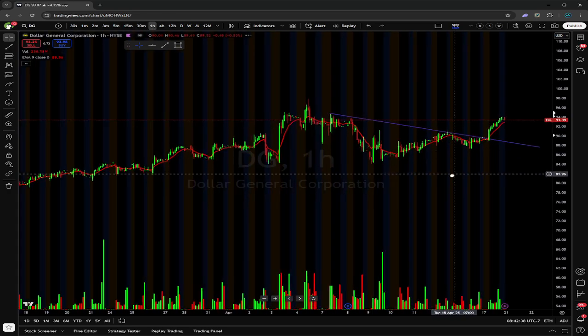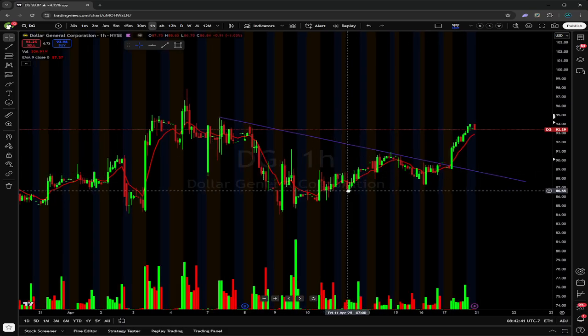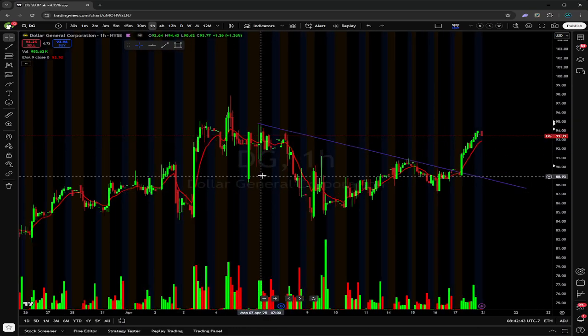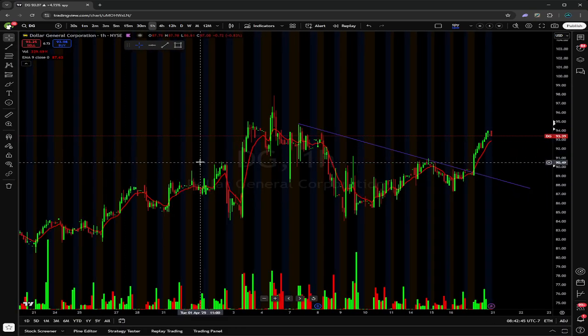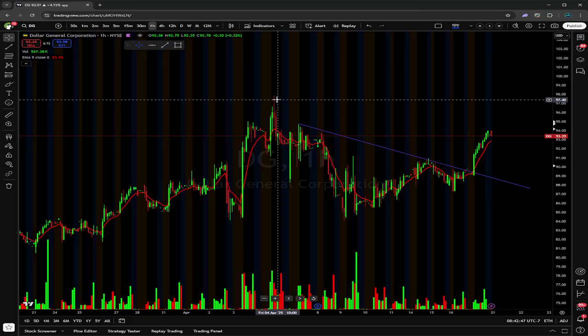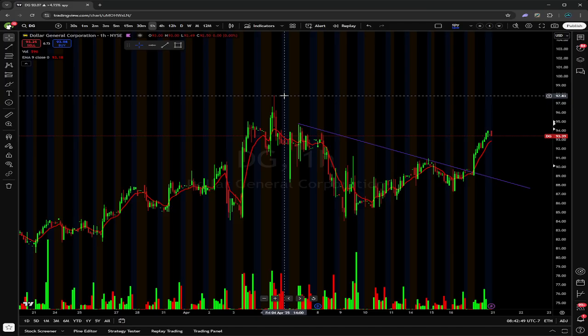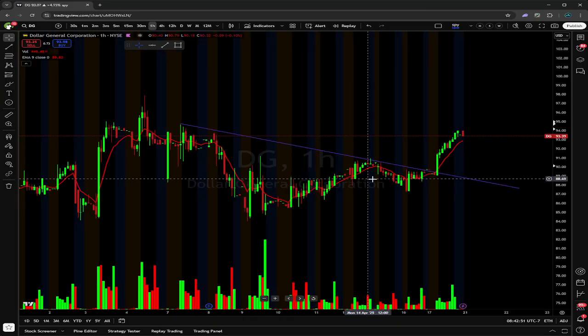Now we break this down to the 1 hour time frame. Look, this stock was coiling, was making massive moves the week before, 2 weeks before, right? Targeted a high of 97, 98. So that's exactly what happened, guys.